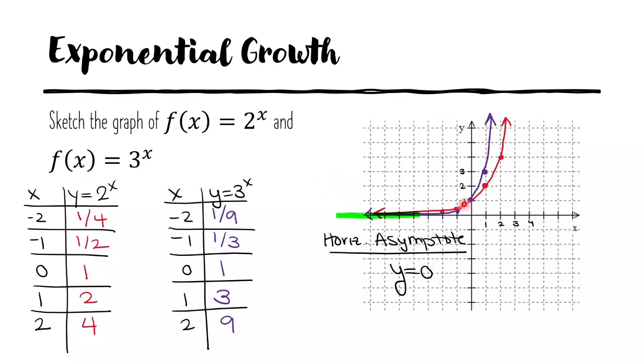But otherwise, there are some features that these graphs have in common. Both of them are flattening out on this left side, and we can actually call that a horizontal asymptote. They both have a horizontal asymptote of y = 0 on the left side of the graph. The other thing they have in common is they both have the same y-intercept. They both go through the point (0, 1).